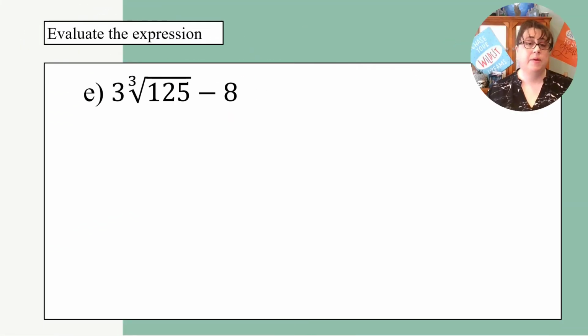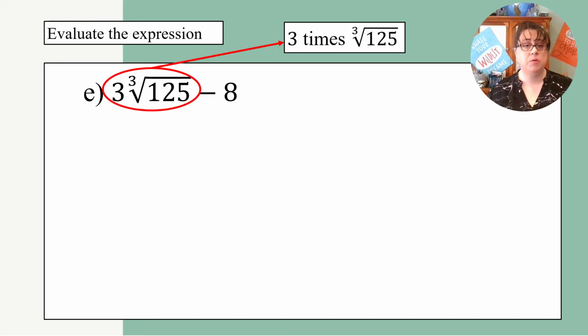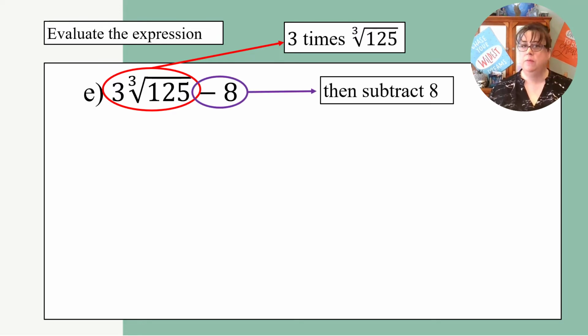So here we have 3 times the cube root of 125 minus 8. And that's how we read this: 3 times the cube root of 125. It's just like a square root, except it's a cube root. And then we're going to subtract 8. So 3 times the cube root of 125 minus 8. Well, how do we deal with that cube root of 125?